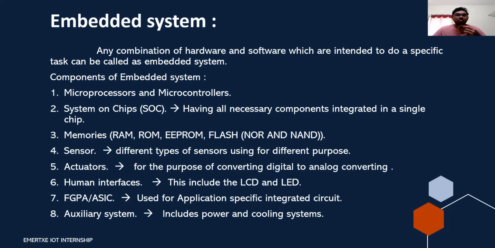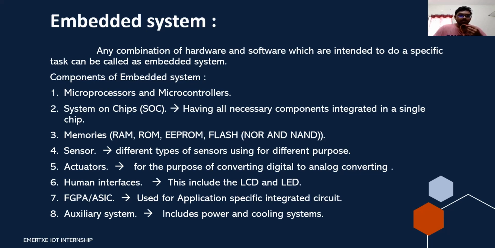You will have the microcontrollers and microprocessors, which are the main heart of the whole system, and some chips which are intended for specific purposes. You will have memory, which can be RAM, ROM, EEPROM, flash, etc. And the main thing is sensors, which are utilized for different purposes, and actuators. The difference between sensors and actuators is that a sensor will sense the value and give it to the microprocessor or microcontroller to do operations.